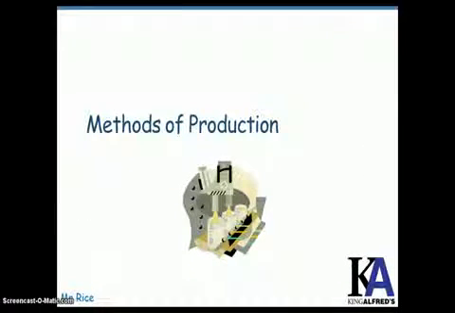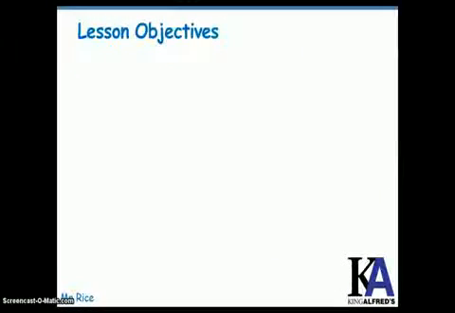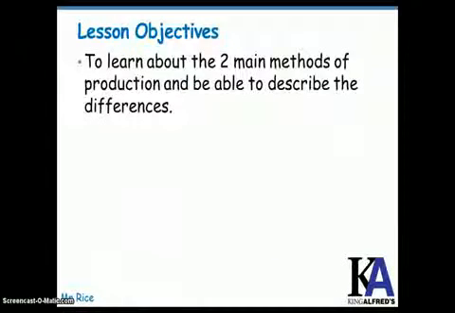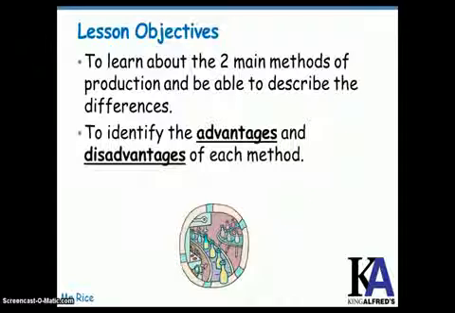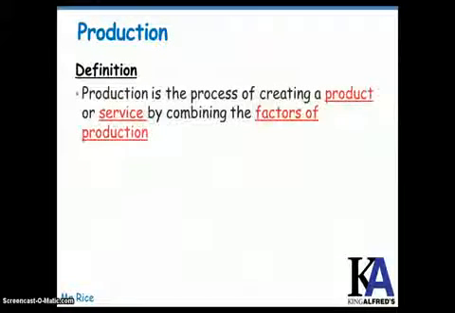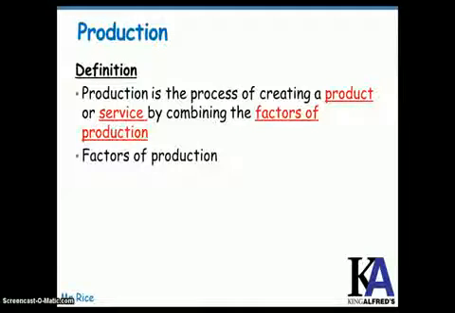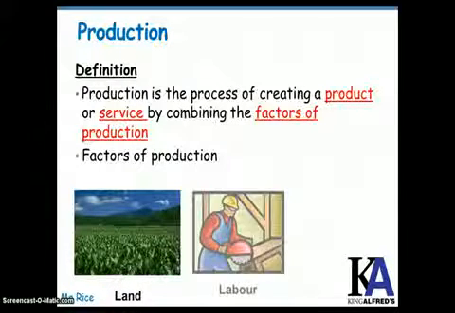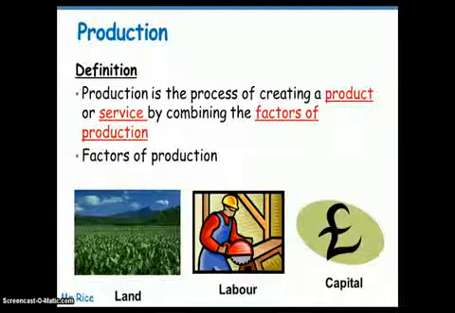So, first of all, we'll look at the methods of production. The objectives for today are to learn about the two main methods of production and be able to describe the differences. Also, we need to identify the advantages and disadvantages of each method. So, production. Production can be defined as the process of creating a product or service by combining the factors of production. The factors of production are land, labor, and capital.